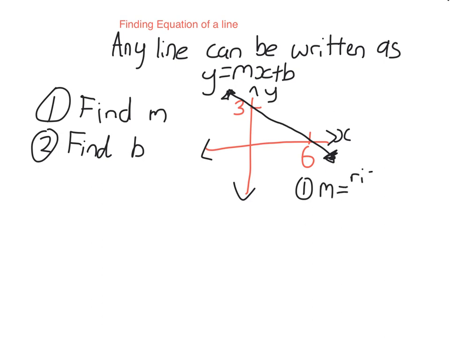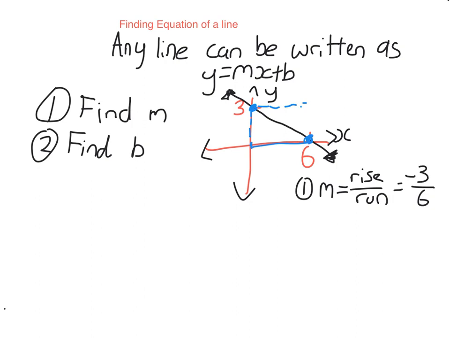I know that m is the rise over the run. As I said in a previous example, I start at the leftmost point and figure out how I got to the other point. So here I've gone across from x equals 0 to x equals 6. The run is 6, 6 to the right. Now, to get from this first point, where the y-intercept is 3, to there, I've gone down 3. So the rise is actually negative 3.